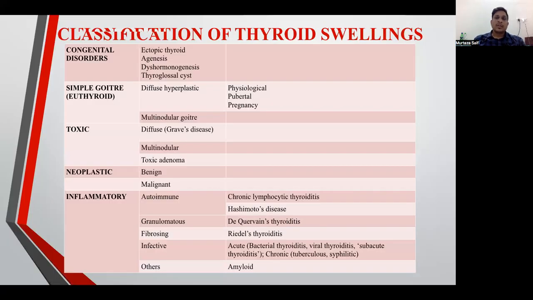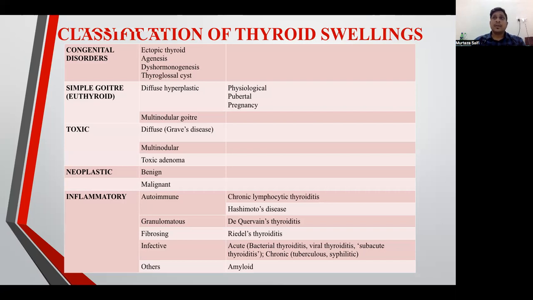This is the classification of the thyroid swelling. The thyroid swelling basically can be classified as congenital disorder, simple goiter, toxic goiter, neoplastic, and inflammatory. So this congenital disorder mainly includes ectopic thyroid, thyroid not present at its normal place, then agenesis, then dyshormonogenesis, then thyroglossal.